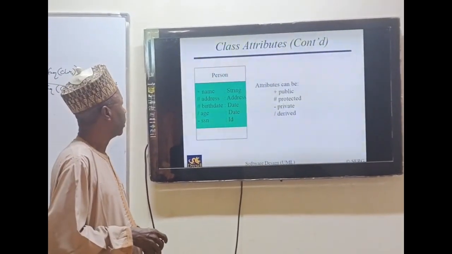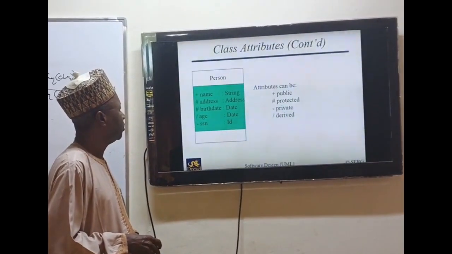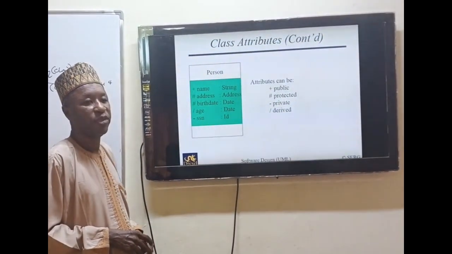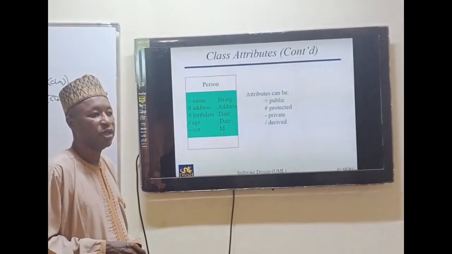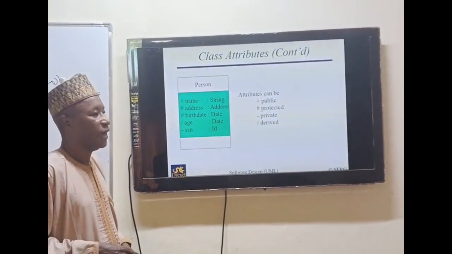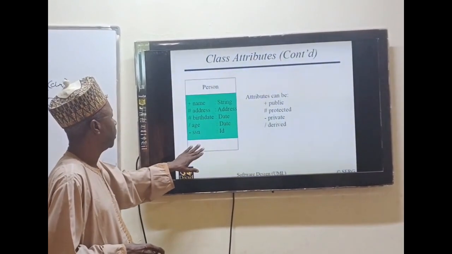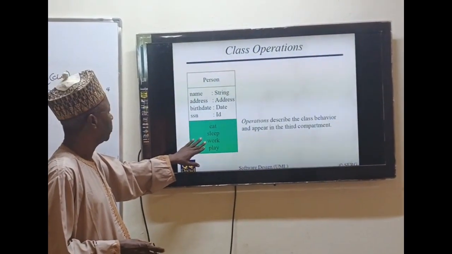Then lastly, in the class, we have the operations. The attributes tell us the properties of the object. Then we also have the behavior that the object can perform, the actions that the object can perform, and that is depicted in the next compartment, which is number 3, and that is operations. I'm going to take us to slide number 3.